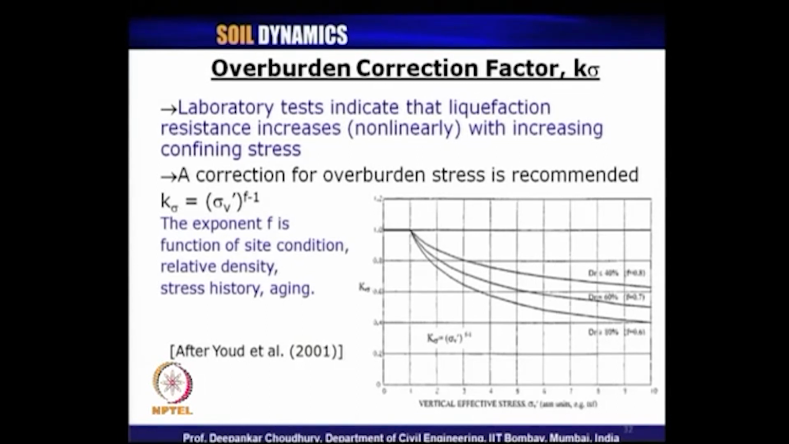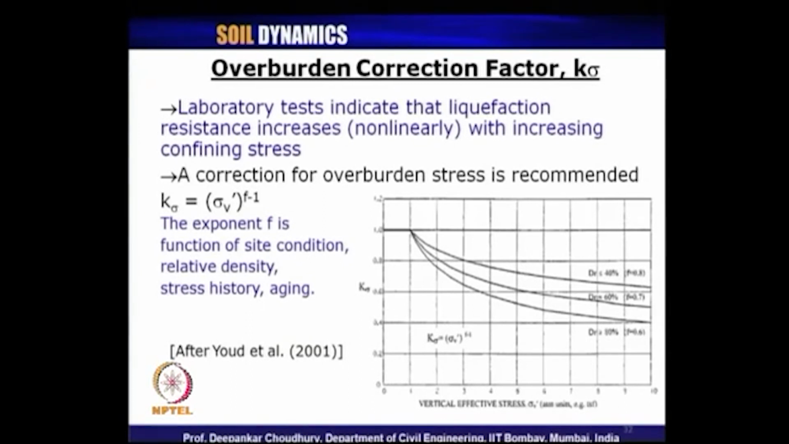Actually, it is some 96, 97 kPa, but for all practical purposes, we can assume 1 atmospheric pressure is equivalent to about 100 kPa. Remember, it has been standardized again with respect to an overburden stress of 100 kPa. So, that is why if you look at the variation of this K sigma, the correction factor is 1 till the overburden stress is 1 atmospheric pressure or 100 kPa.